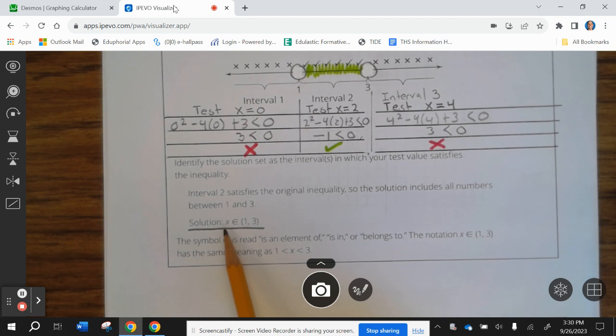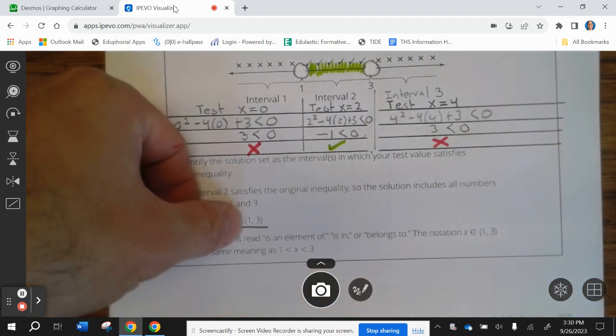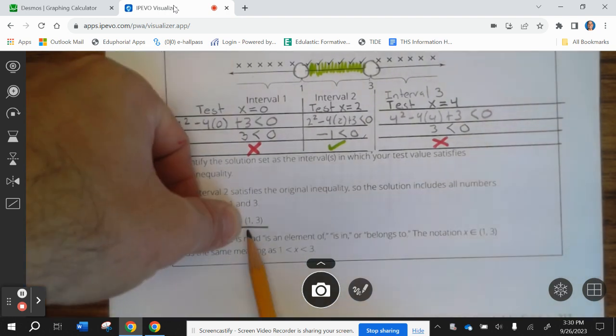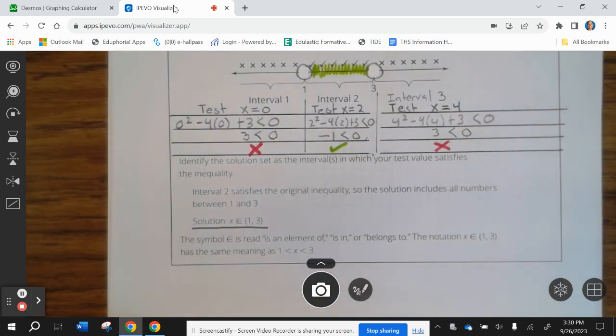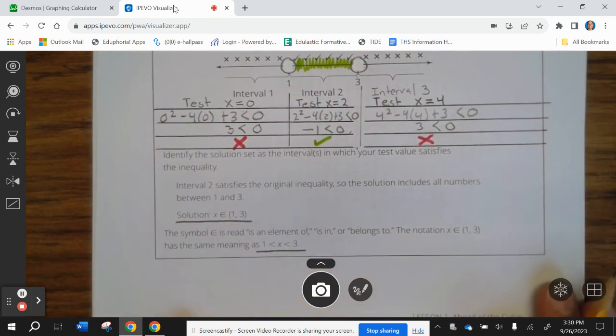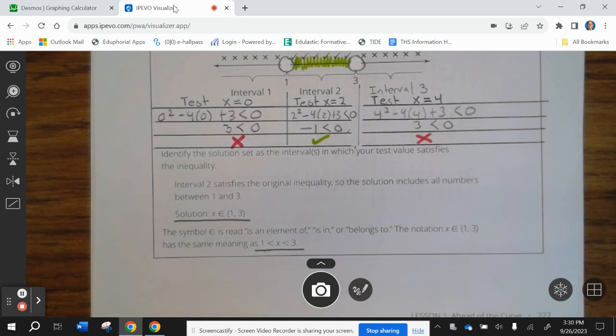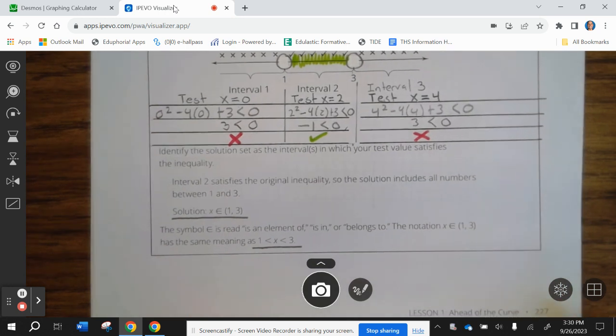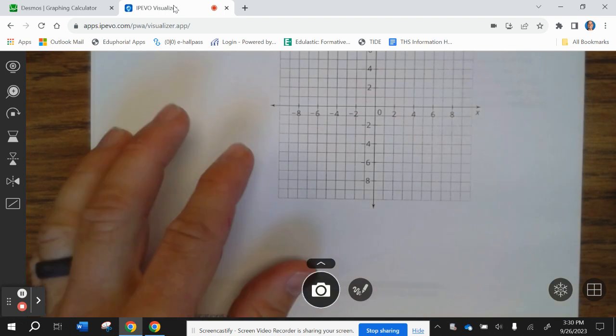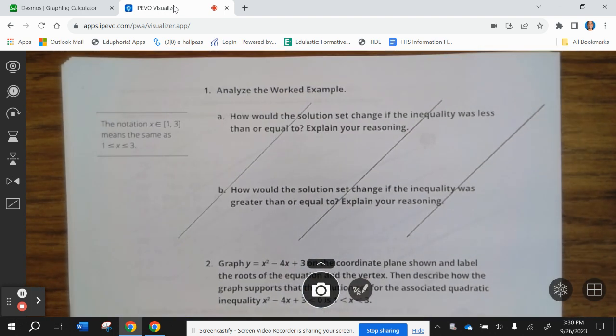Technically, that's mathematically correct, x is an element, but honestly, I'm okay with just the parentheses 1, 3. Okay, now the inequality notation is equivalent right here. Okay, all right, so go ahead and finish that up. All right, let's take a look at the next page. All right, mark off number 1.